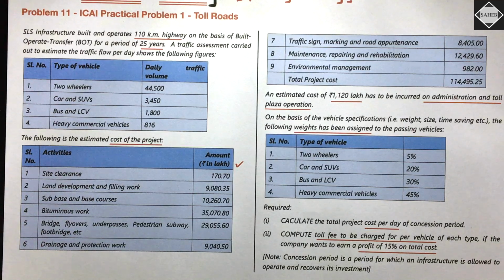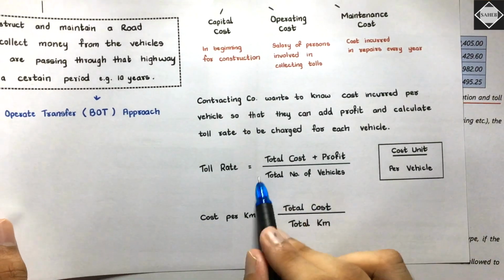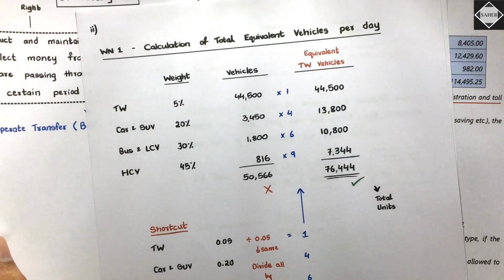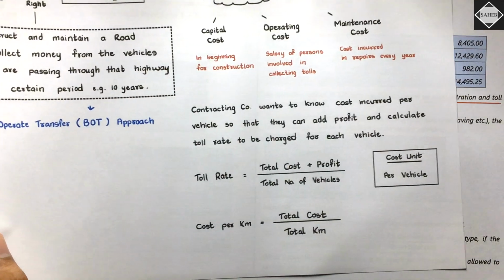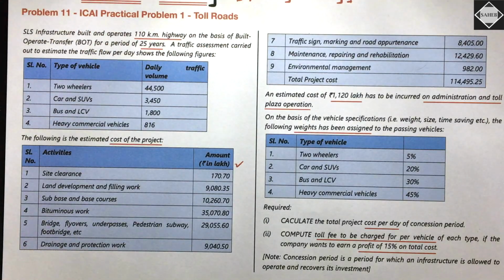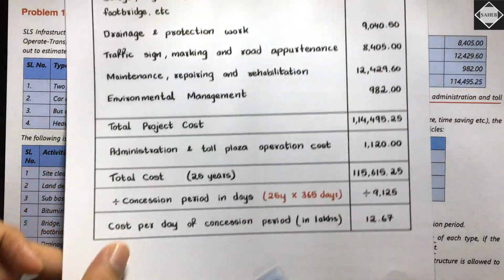Now what you have to do now, really simple. The second working note you have to do, understand. See, you need to calculate what? The numerator now. Okay, you have got total number of vehicles. Total number of vehicles is this, 76,444. Okay, the numerator, total cost plus profit, really easy, you can get that. In the cost sheet you already have it.